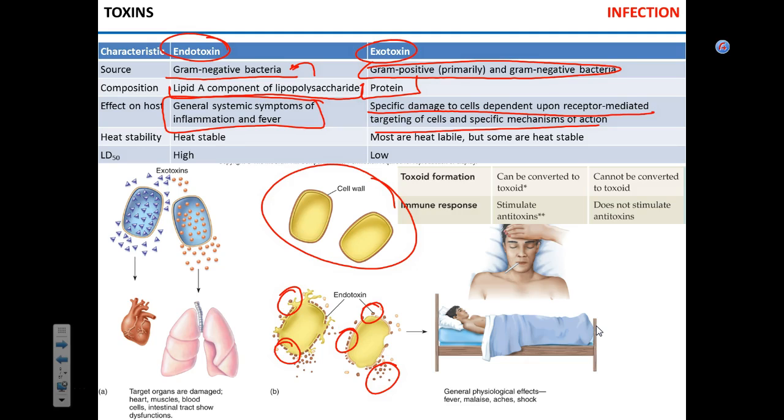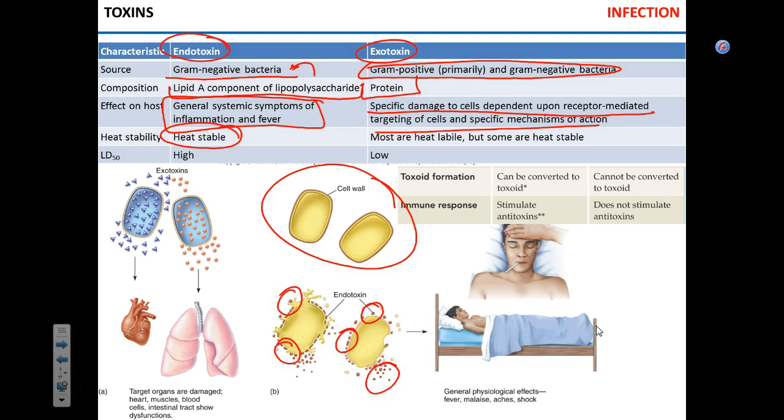Now, endotoxins are heat stable, which is important. Which means that even, say, pasteurization may not kill them. You either have to use an autoclave or a special filtration, a filter with a 0.1 micrometer pore diameter.